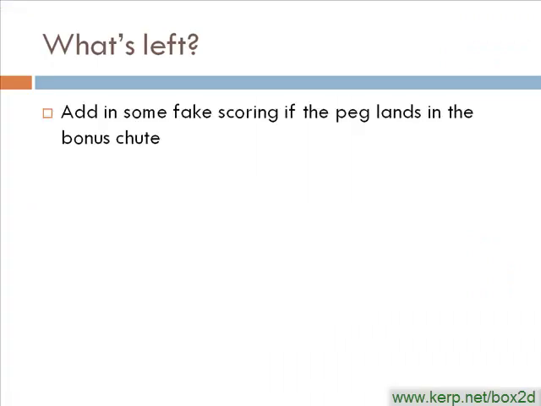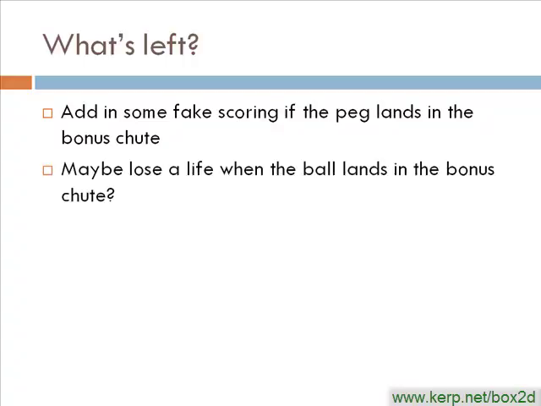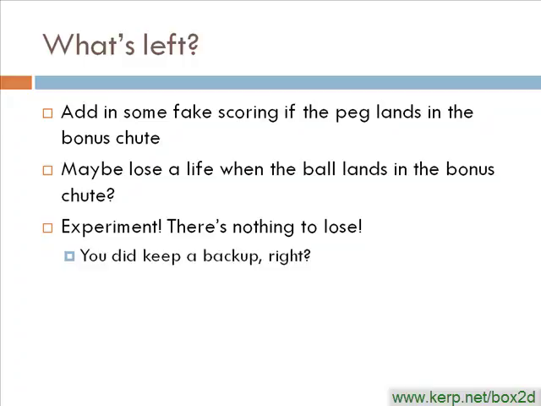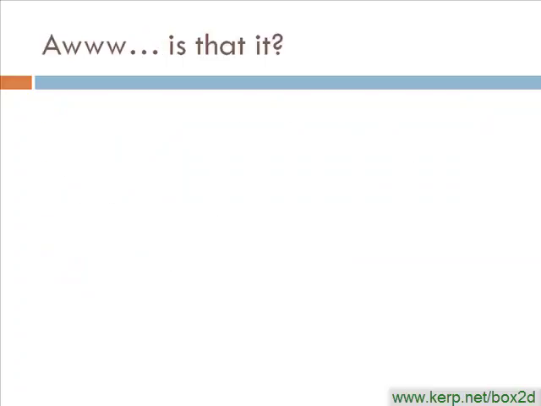So do things like, add some fake scoring if, say, your peg lands in the bonus shoot. Try things like, do you want to lose points when you catch a red peg, but gain points when you catch a blue peg? Maybe lose a life if the ball lands in the bonus shoot. Maybe gain a life. The point is experiment. There's nothing really for you to lose because you did keep a backup, right? All right, good. So I guess maybe this is the point where I leave you.